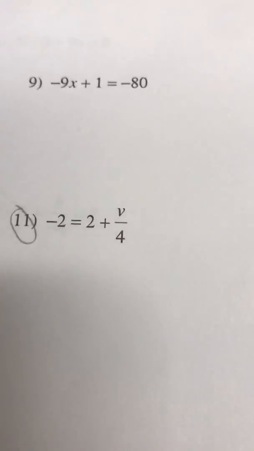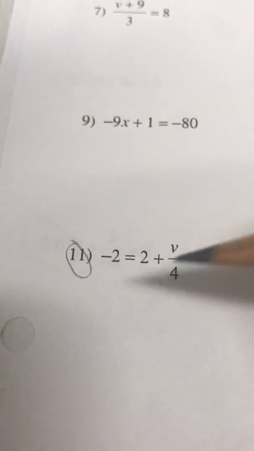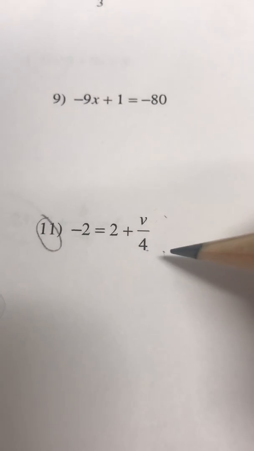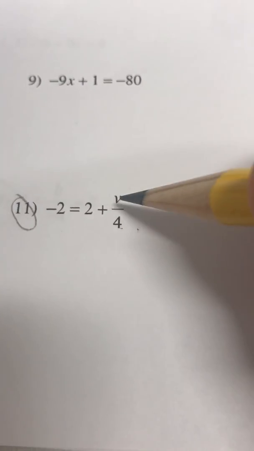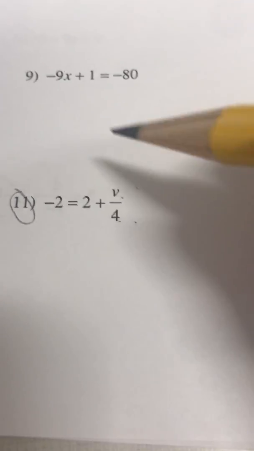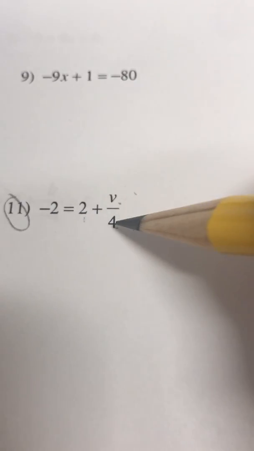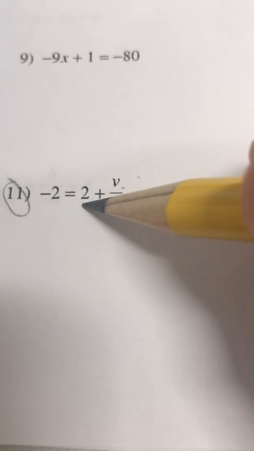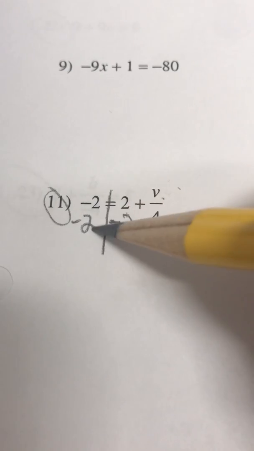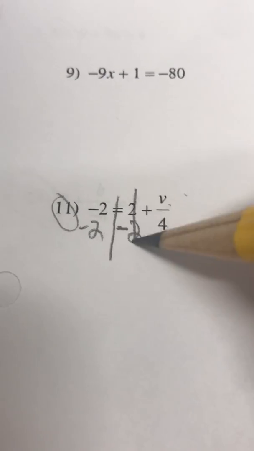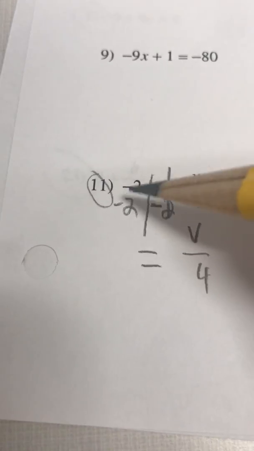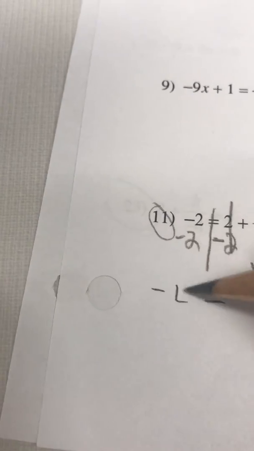Number 11, we have negative 2 equals 2 plus v divided by 4. Name of the game is to get the letter by itself. Let's get rid of the constant first. So we have a 2 right here. We want to minus 2 on both sides. These 2's cancel out, and you're left with v over 4. And over here, negative 2 minus 2 is negative 4.